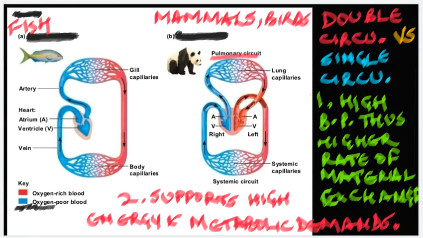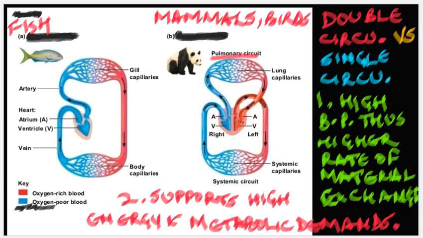Hi, in this session we will study the different types of circulatory systems seen in the animal kingdom. Now in the animal kingdom there are two types of circulatory systems, the single circulatory system and the double circulatory system. Well, let us look into the images right in front of us.